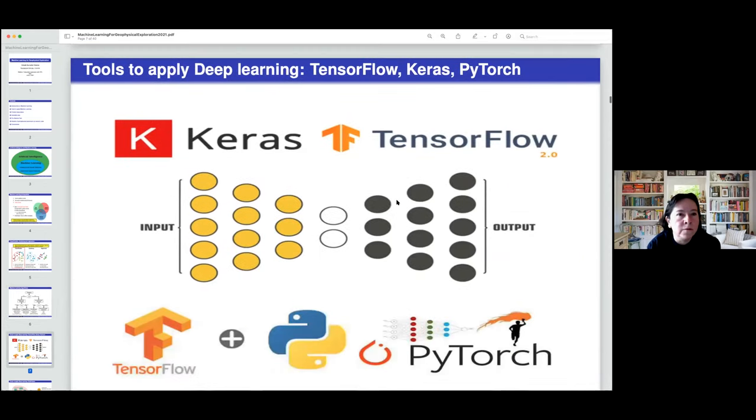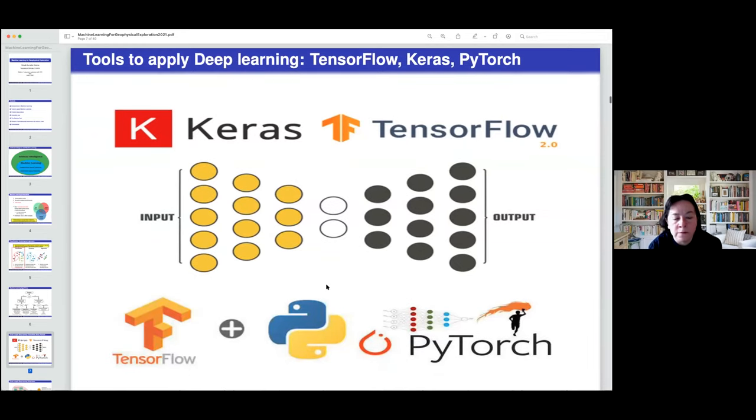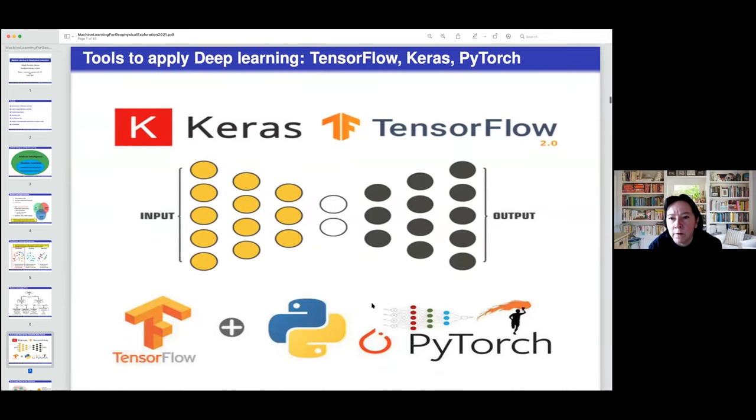And the tools to apply deep learning or neural networks, nowadays you have very good options. You have Keras and you have TensorFlow. A couple of years ago, Keras and TensorFlow were a bit separate. Now they are more friendly to each other. Keras is on top of TensorFlow, and they talk to each other better. And also there are other tools like PyTorch, which is also a very good option.